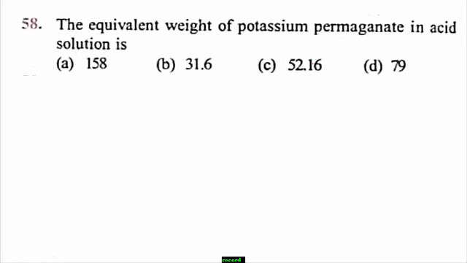Next question, number 58. The equivalent weight of potassium permanganate in acid solution is: option A 158, option B 31.6, option C 52.16, option D 79. Calculate the equivalent weight of potassium permanganate in the presence of acidic solution.